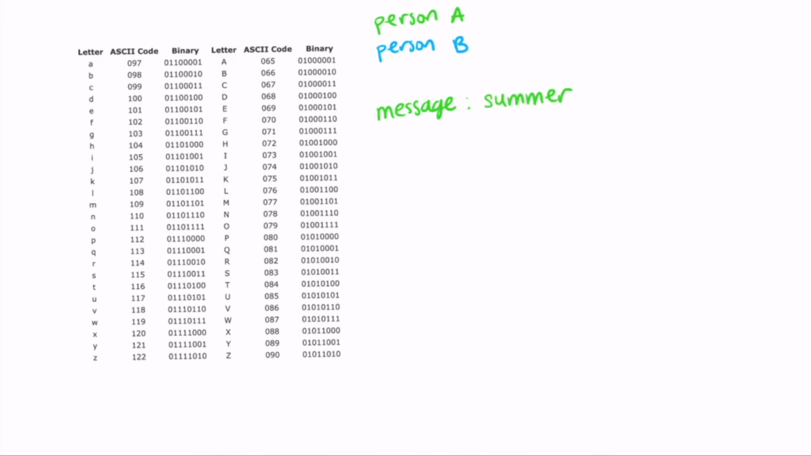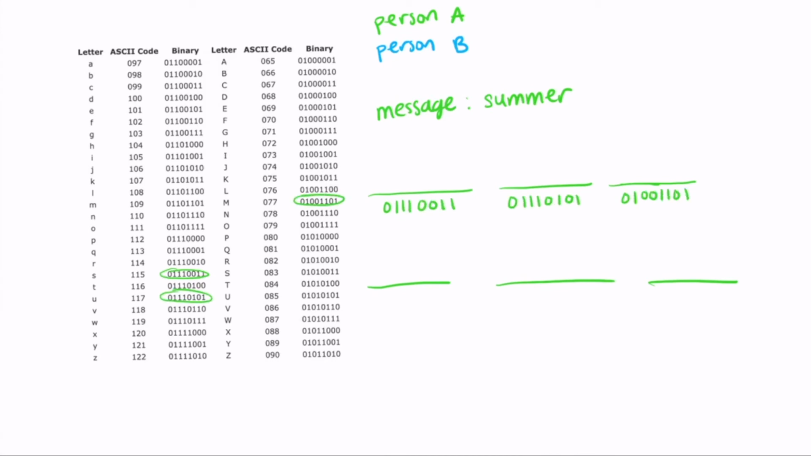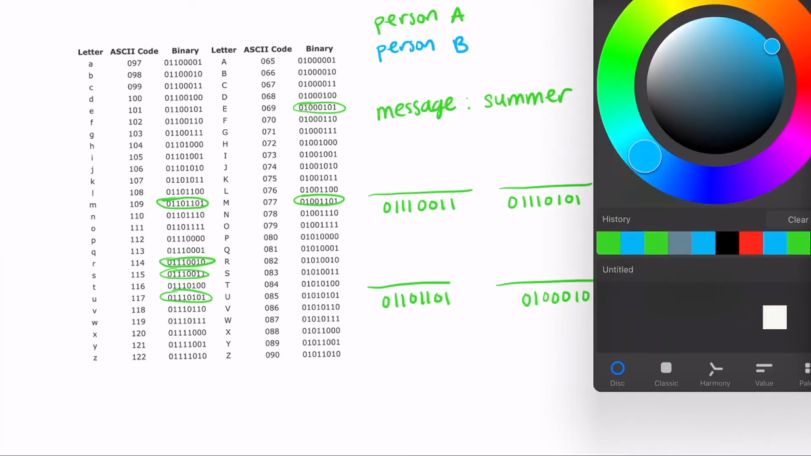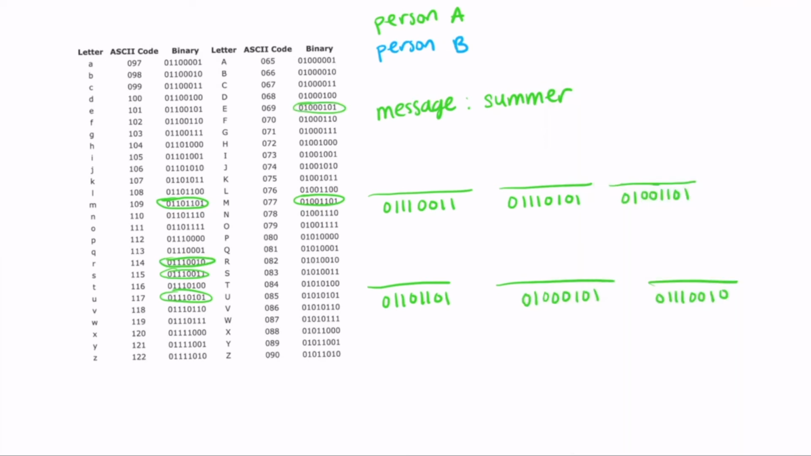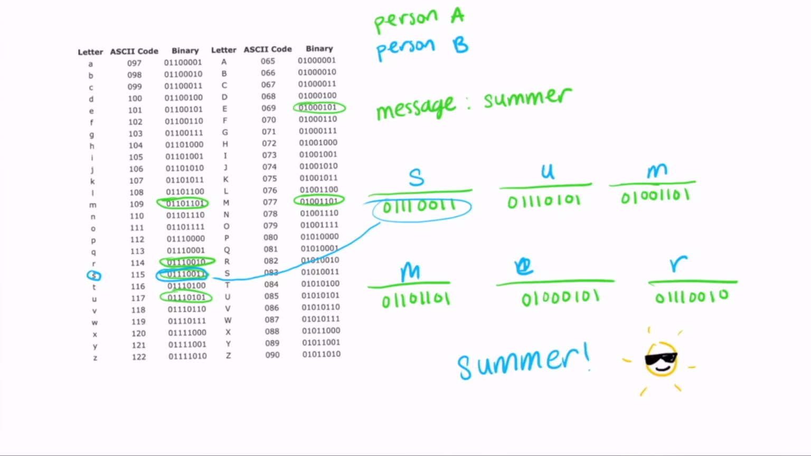In green, I am showing person A. Person A is writing the word summer in binary code. At the end of the activity, person A will trade code with person B, and they will decode each other's messages. You can trade your secret messages with a partner or a group so you can decode other people's messages.